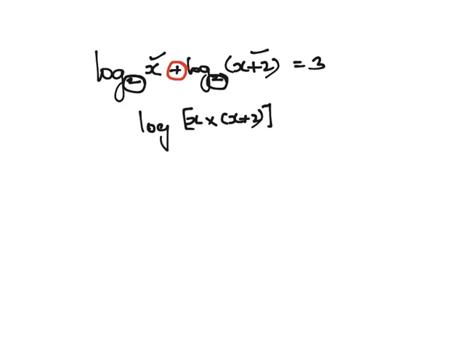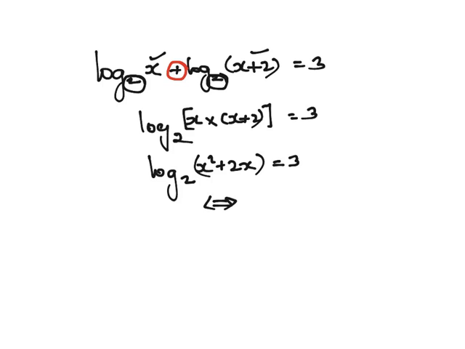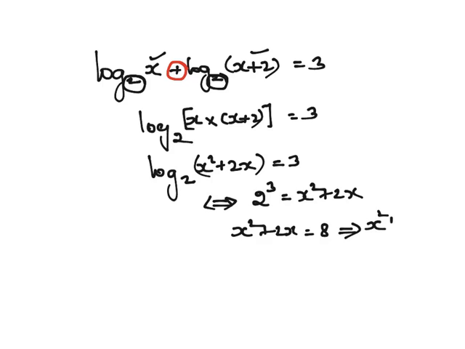So I can multiply this and this, and to the base 2 equal to 3. So basically I get log of x squared plus 2x to the base 2 equal to 3. Now I can convert this into an exponential form. So I get 2 raised to 3 equal to x squared plus 2x. So I'll get x squared plus 2x equal to 8, which means x squared plus 2x minus 8 equal to 0.